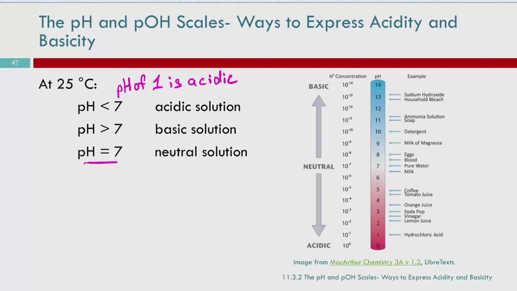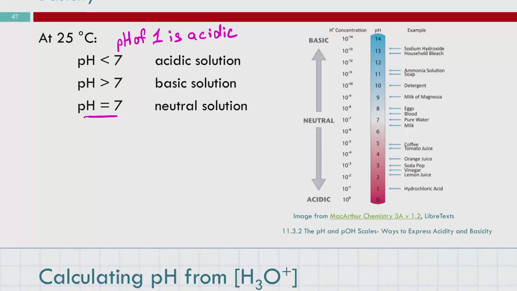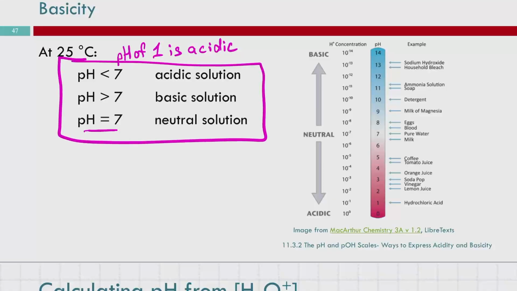So you'll sometimes see it on fancy water. You'll sometimes see it on cleaning products. You'll sometimes see it on products that are for your body. They'll often say stuff about whether they're slightly acidic, basic, or neutral. Questions about our pH scale, you should know this.